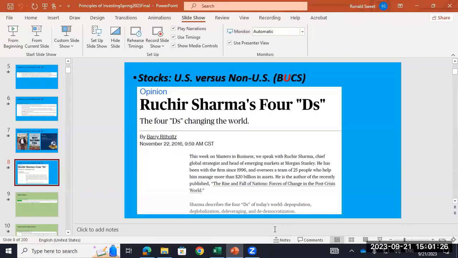But he talks about those, and in his book he also gives you some ideas of what that means as an investor. Where can you put your money where things are going to be better versus worse?